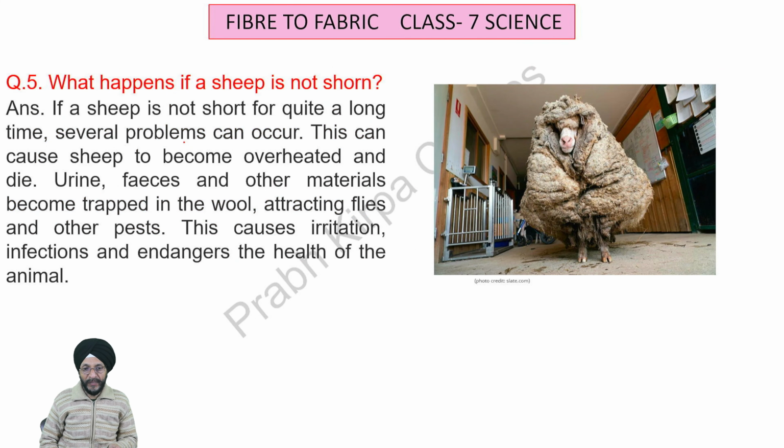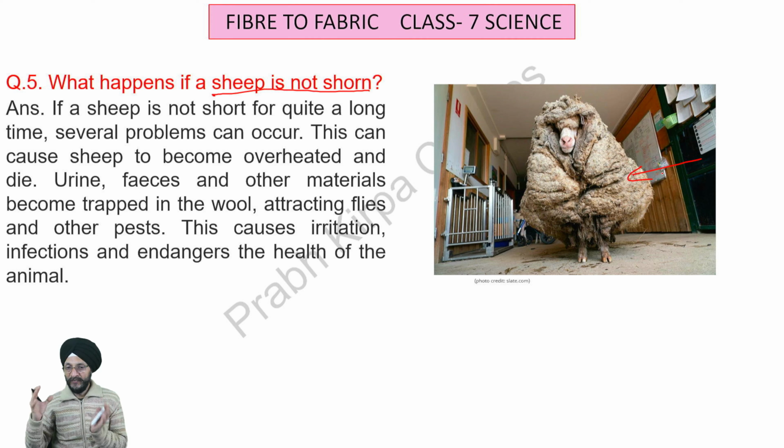Next, what happens if a sheep is not shorn? That is, if we do not remove the wool of the sheep, what may happen to it? You can see in this photograph what has happened to the sheep. All over the body, the fleece of the sheep has grown to such a large extent that it may not be able to bear the weight. On the other side, if the summer season comes, there is a lot of heat and it may get trapped in this wool, and the animal may die because of the heat produced.